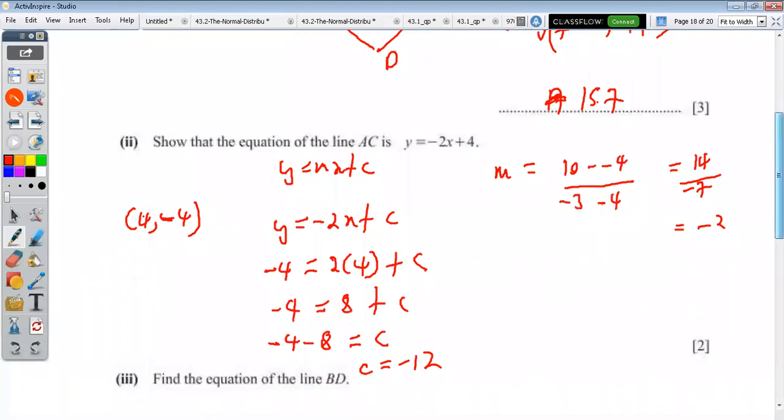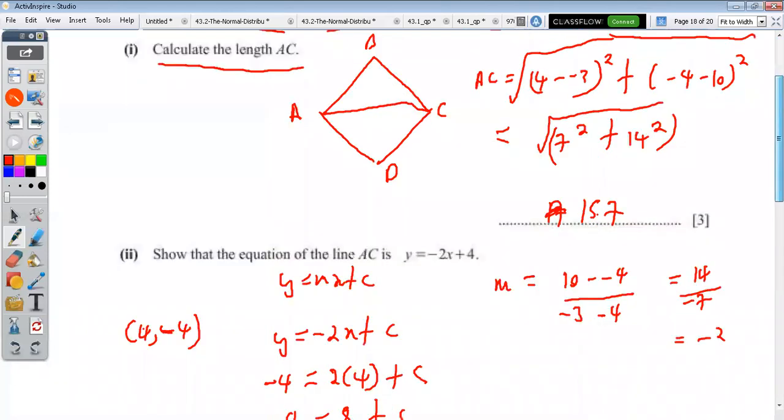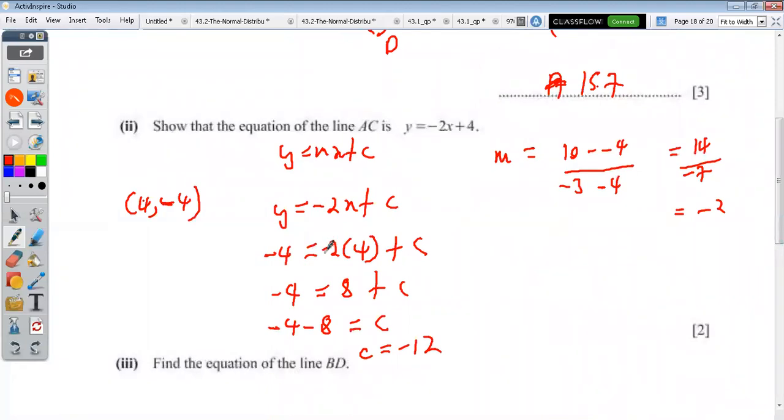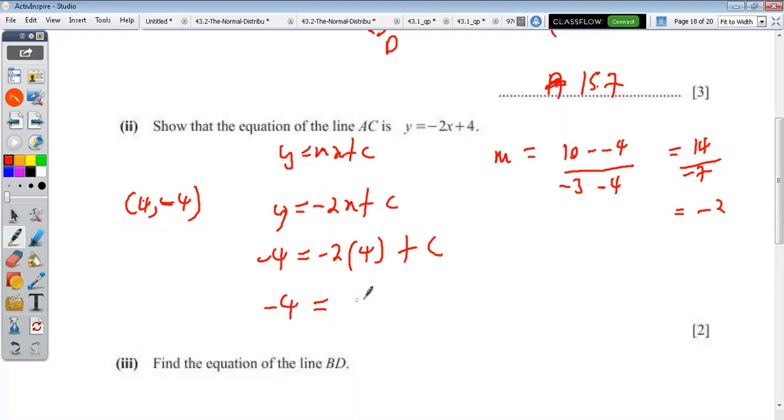We have a plus 4. Did I make a mistake there? What's the point? 4, negative 4. Oh, you left me. This is a minus 2 here. Okay, it's fine. Let's just correct it. Everything was correct except that we forgot that this is a negative. So negative 4 minus 2 multiplied by 4 plus c. So minus 4 is equal to minus 8 plus c. Take this the other side. So c is equal to minus 4 plus 8, which is equal to 4. Clear now? So y is equal to negative 2x plus 4.